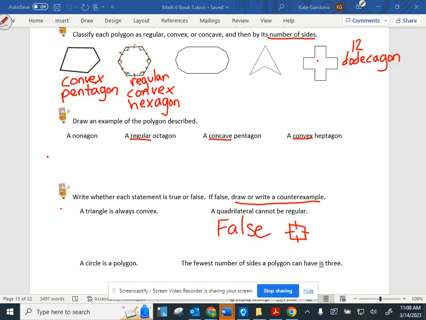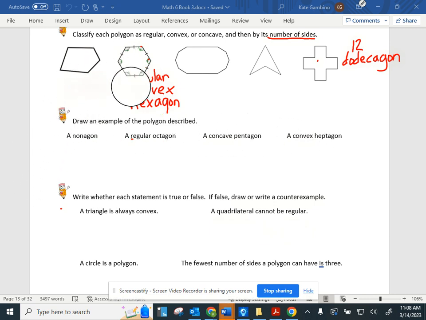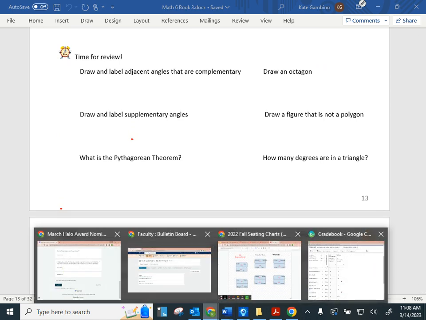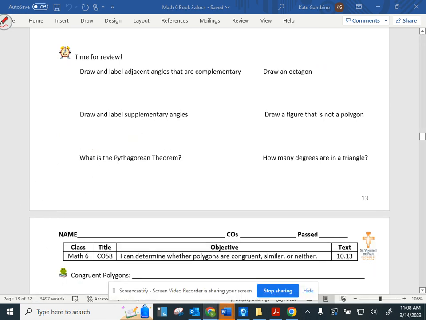And then on the very bottom, it is our review. And there's one word I want to point out in the review because I don't know if we know it. So on the review, it says draw and label adjacent angles that are complementary. Anybody know what an adjacent angle would be? Jillian, you might know it. Give it a try. It's like more sharp than other ones? Good guess. No. Matthew? They're like adjacent, like next to each other, or something like that?